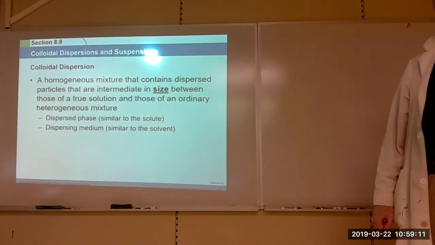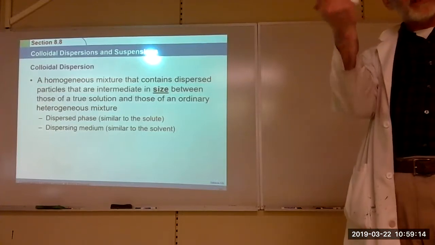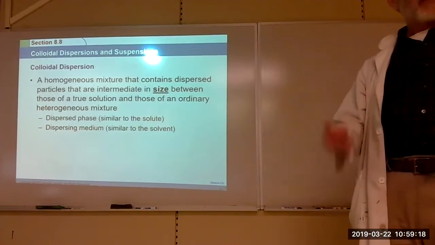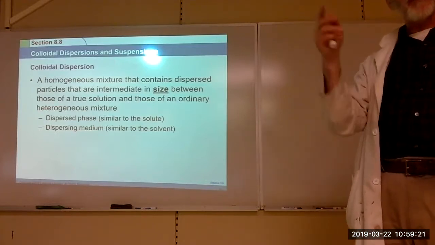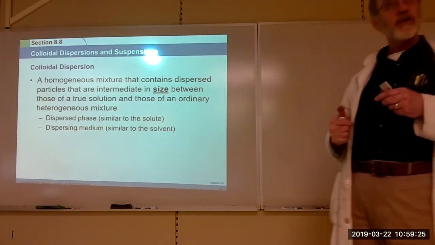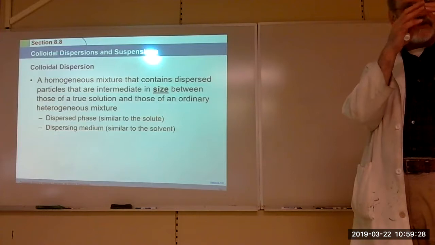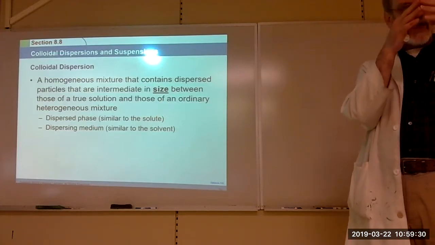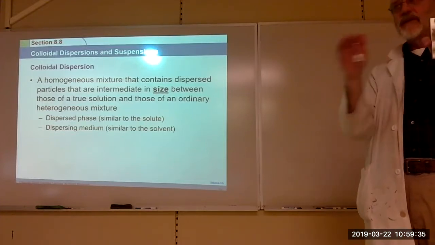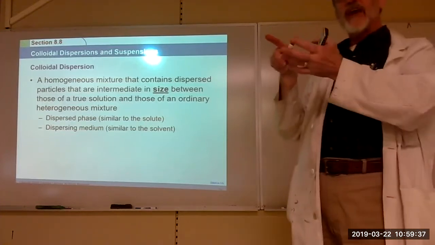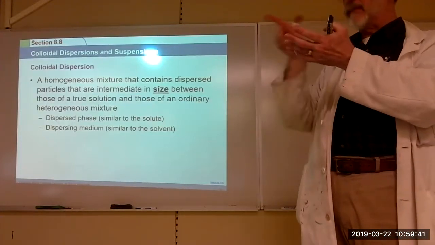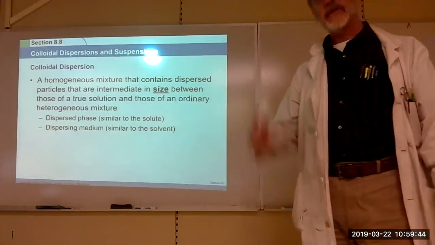Why do you see the light beam? Because those particles are independent from the dispersing medium. And when the light shines through there, it bounces off those particles and you can see the beam. Whereas in a solution, those particles are intimately dispersed in the solvent and they behave exactly like the solvent. So when the beam goes through, it doesn't strike anything different. It just thinks everything's the same, goes right on through, you don't see it until it gets out the other side.